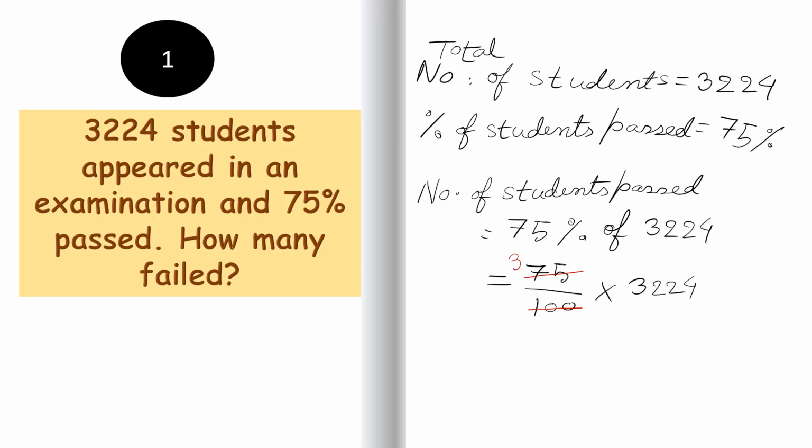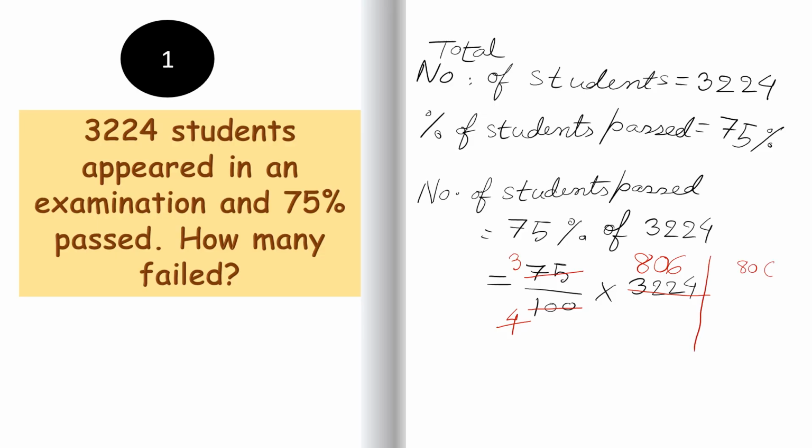25 times 3 is 75. 25 times 4 is 100. Okay. Anything else we can do? Yes, we can cancel 4 with 3,224. So 4 times 8 is 32. Then we have 2. Since it is only one number, so we have to put a 0. 4 times 6 is 24. Now we are seeing 806 and 3 in the numerator.